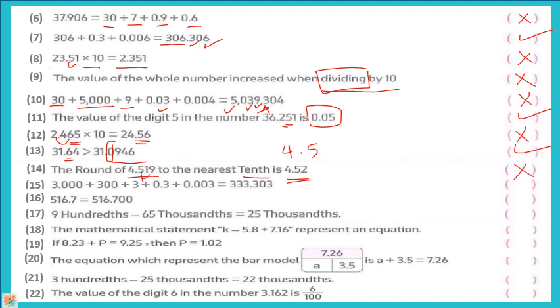Okay. Number 15. 3, 300, and 3 again. Okay. So 300, it's okay. 3, this one, it's okay. But this 3.00 means that it's also 3. So 3 plus 3 is 6. So is it right? No, it's wrong, because we have a mistake here. If you did it here, it's 30, so it's right.